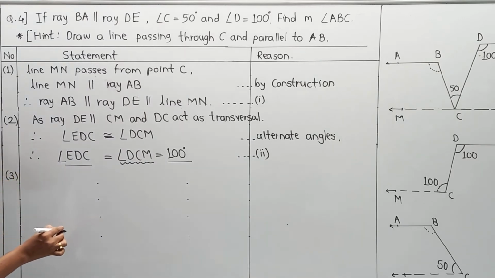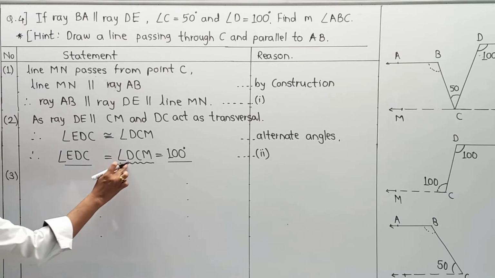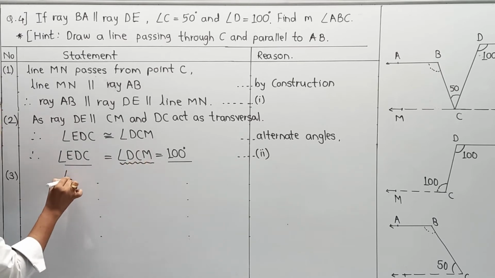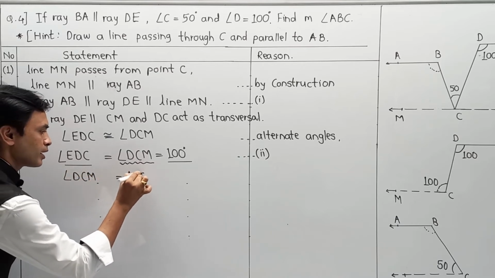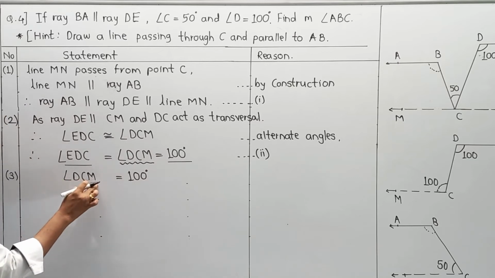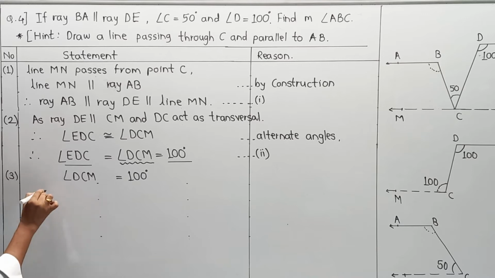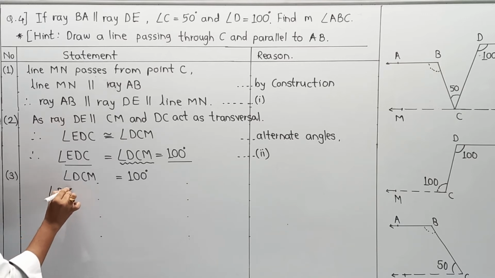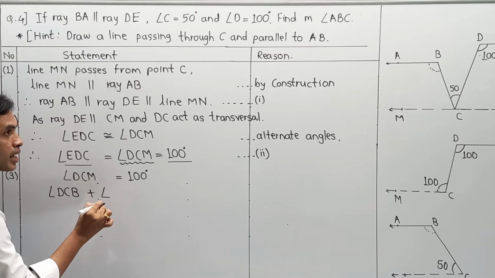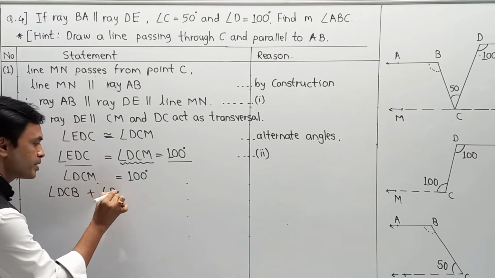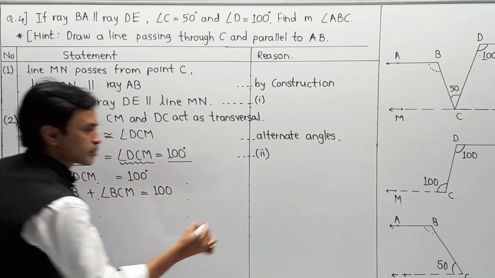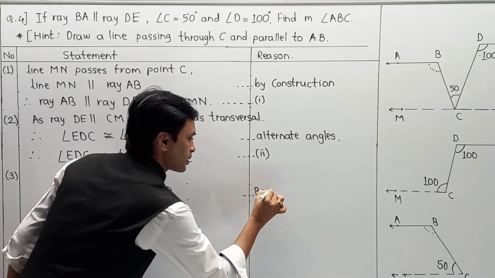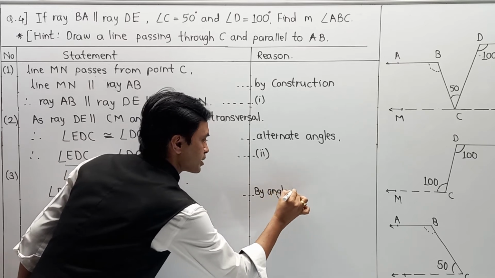Third, angle BCD, or you can say DCM: angle DCM is equal to 100 degrees. What is meant by angle DCM? Angle DCM is nothing but the angle addition of DCB plus BCM, which is equal to 100 degrees by the angle addition property.